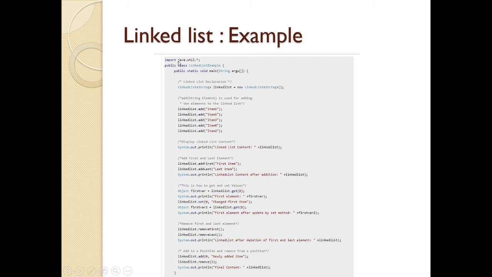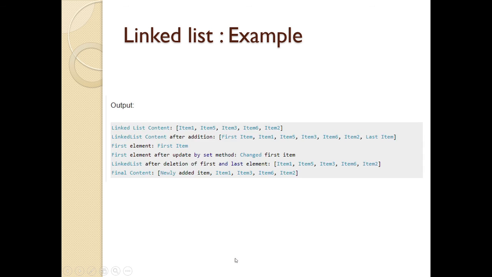First, they have imported the package util, and created a linked list with the syntax LinkedList, new LinkedList, of the string data type, and added 5 elements: item 1, 5, 3, 6 and 2. They display the linked list, then add the first item and the last item, then display the linked list again. Then they retrieve the first value and the second value, and then remove the first element and the last element, and display again. Again they modify by using the set method and add a new element.